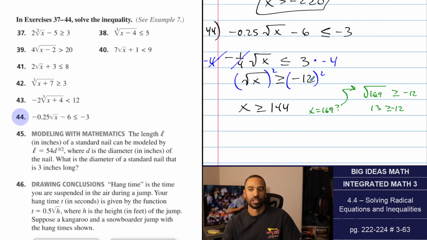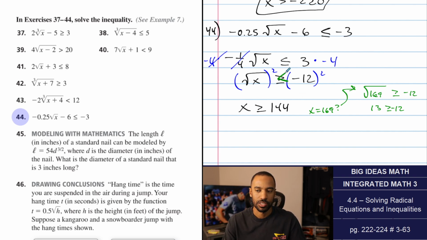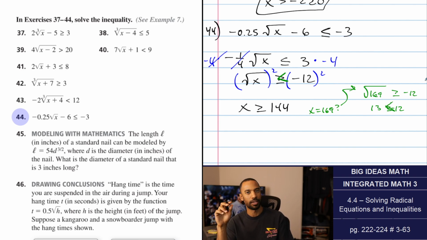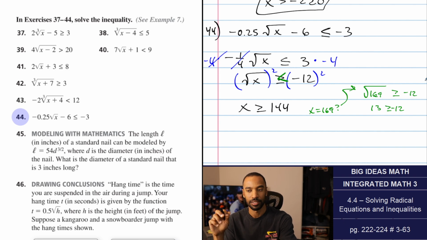But if this was a less than, would it have worked? No, it wouldn't have. It would say 13 is less than or equal to negative 12. So you do have to be careful on extraneous. Did this work? It did.